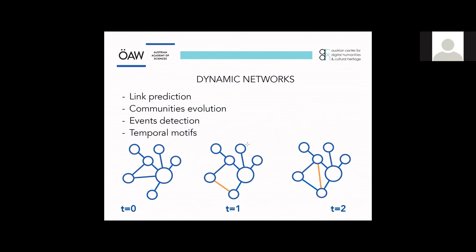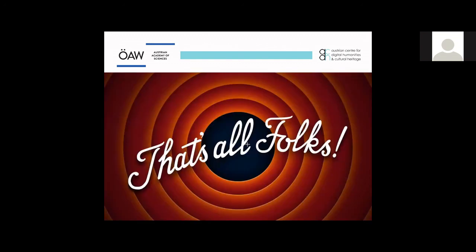And also, of course, dynamic networks that are also important when you assign a time and you see what happens in time. So if new links appear or disappear, and the challenges are, of course, link prediction, how it is possible that some new links appear, or the communities' evolution. So if there is a community that at some point disappears, event detection and temporal motifs.